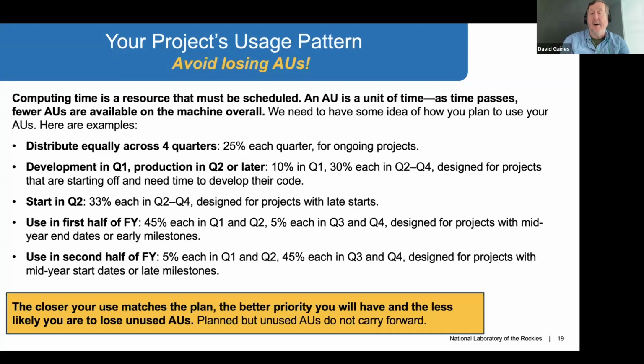AUs are a unit of time. It's like a reservation at a restaurant. If you don't make it on that day, we can't guarantee that we have space the next day. And so it's just a function of time that as the days pass, we have less and less compute moving forward, at least for that fiscal year.